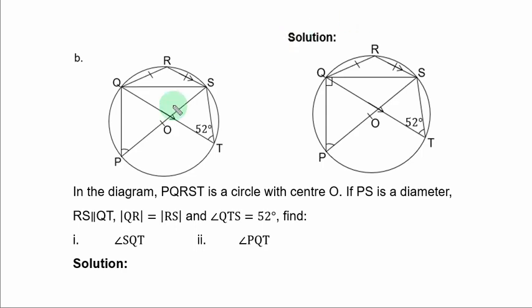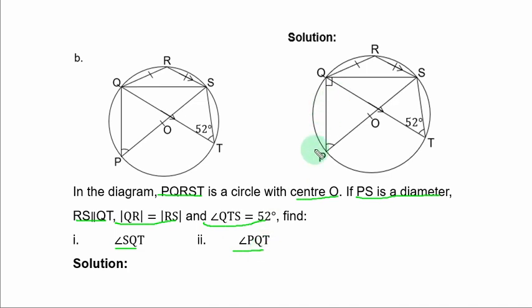Question 7b. In the diagram, PQRST is a circle with center O. PS is a diameter, ROS is parallel to QT, QRS is equal to 128 degrees, and angle QTS is 52 degrees. Find, in figure 1, angle SQT. In figure 2, angle PQT. So we have a solution.